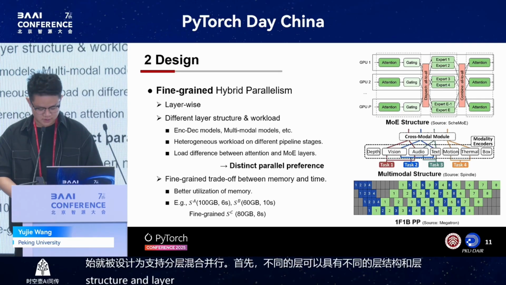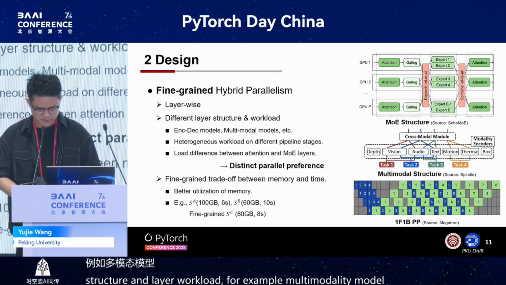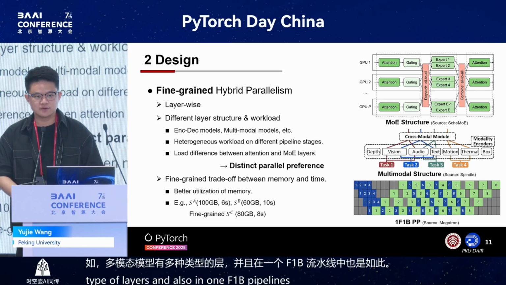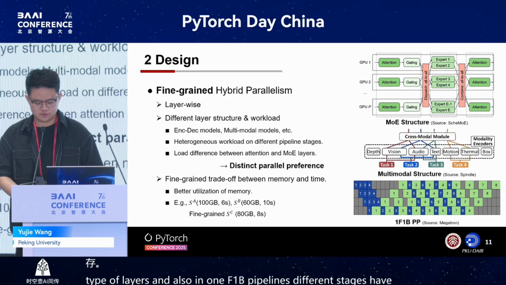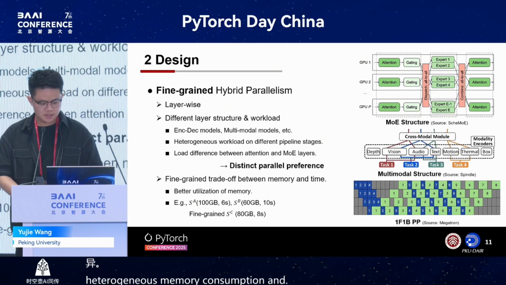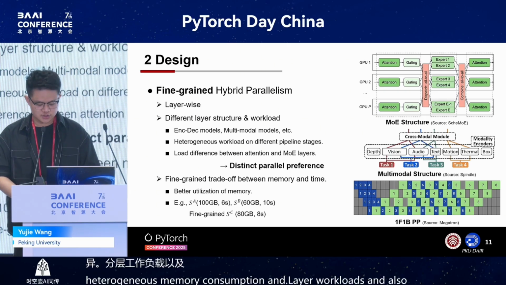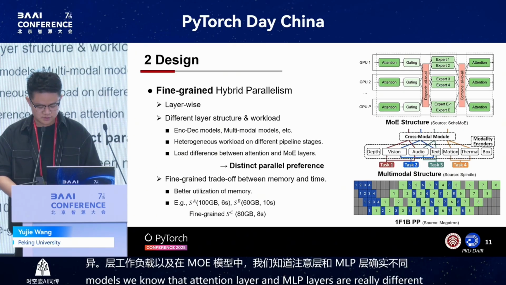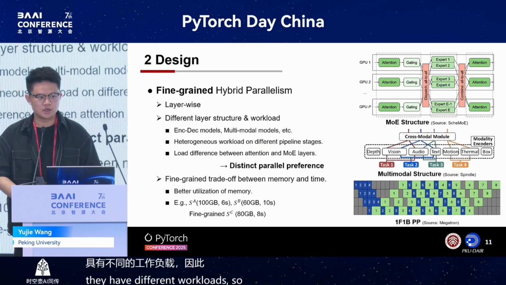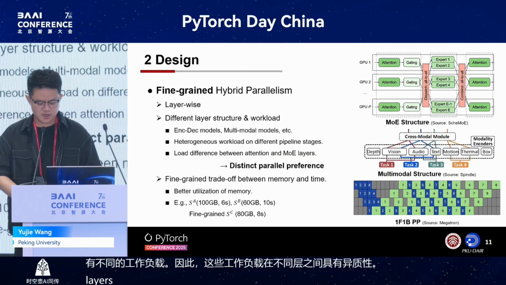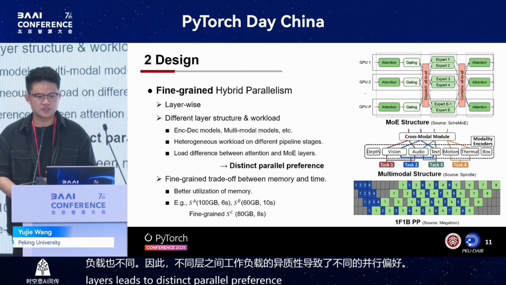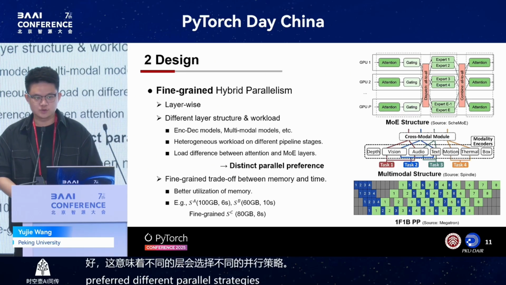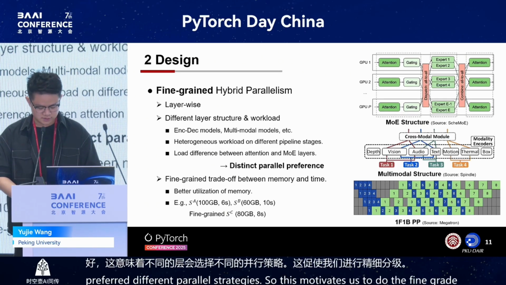For example, multimodality models have multiple types of layers. Also, in 1F1B pipelines, different stages have heterogeneous memory consumption and different layer workloads. And also in MoE models, we know that attention layers and MLP layers are really different and they have different workloads. So this workload heterogeneity across the layers leads to distinct parallel preferences, which means that different layers prefer different parallel strategies. This motivates us to do fine-grained parallelism in our system.